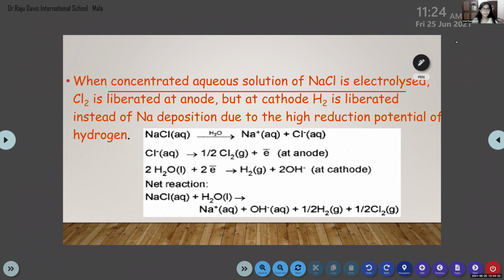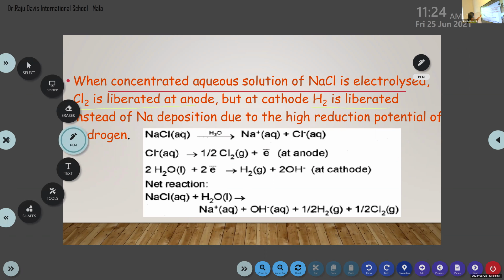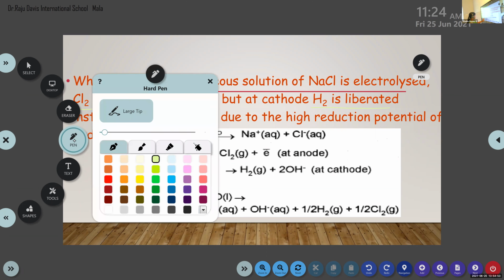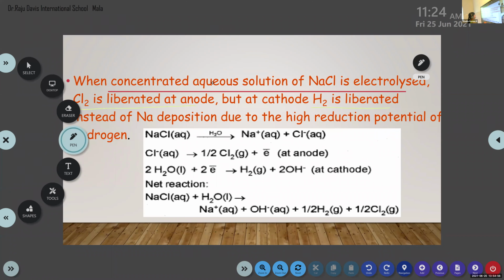Yes, ma'am. Okay. So when concentrated aqueous solution of sodium chloride is electrolyzed, Cl2 is liberated at anode, but at cathode H2 is liberated instead of sodium deposition due to the high reduction potential of hydrogen. Then these are the final reactions that take place at both anode and cathode.